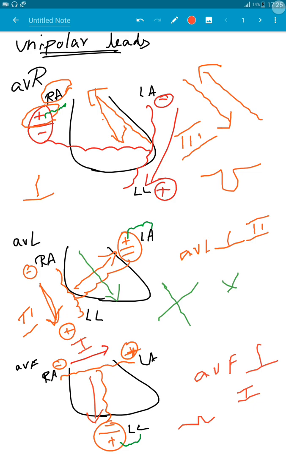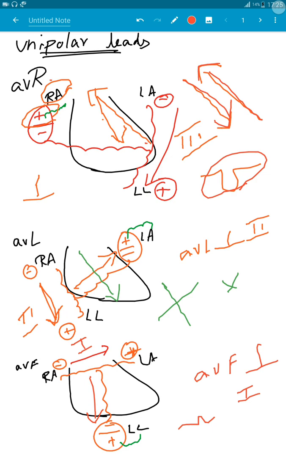In unipolar leads, first you consider only one limb as the exploring electrode and the other two limbs as the reference electrode. In AVR, the right upper limb is the exploring electrode and the left upper limb and left lower limb are the reference electrode. The line of electric field will be in this direction, and the SA node will be depolarizing in this direction. If it is parallel, there will be negative deflection, and AVR is perpendicular to lead 3.